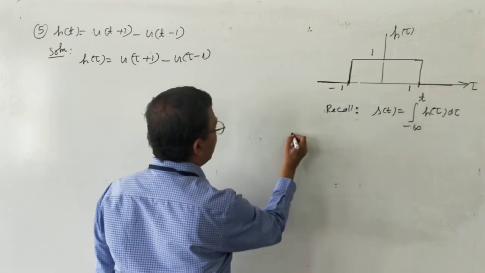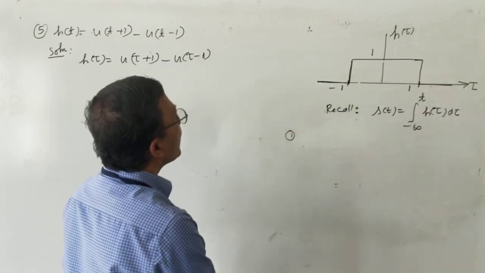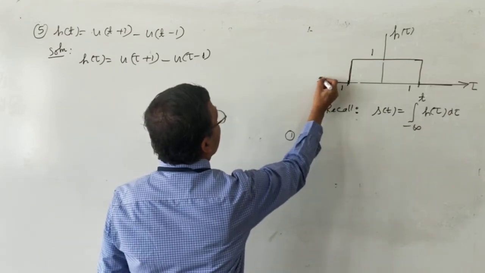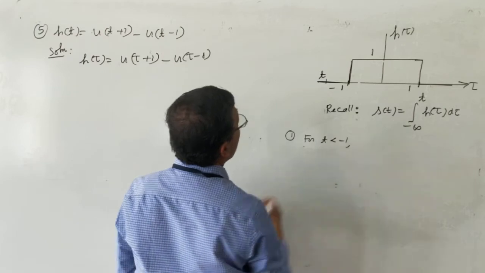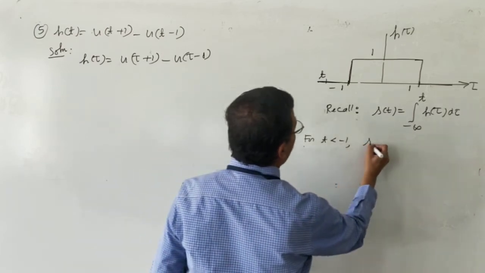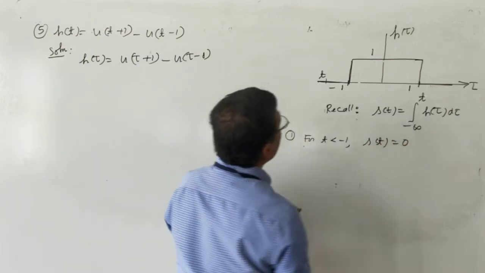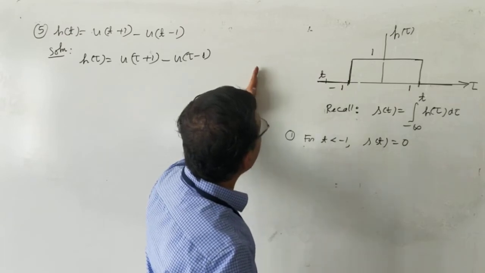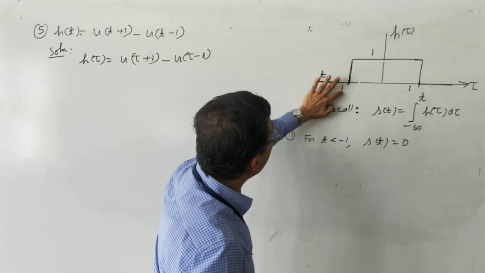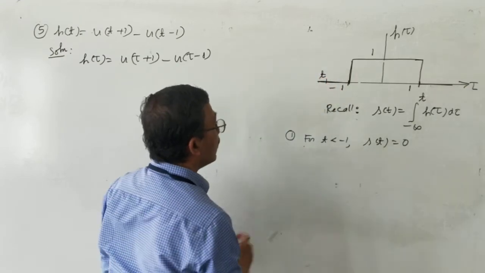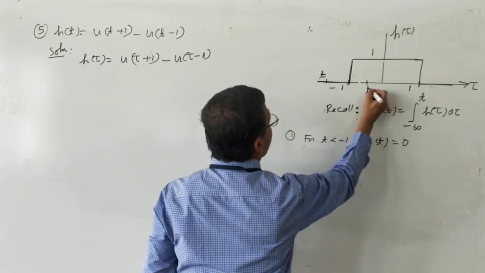Now I will take the cases in this manner. I will take t here. For t less than minus 1, what will be S of t? S of t will be 0, because if we integrate this figure from minus infinity to t with t less than minus 1, obviously the result is 0.